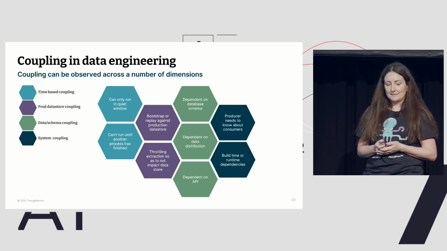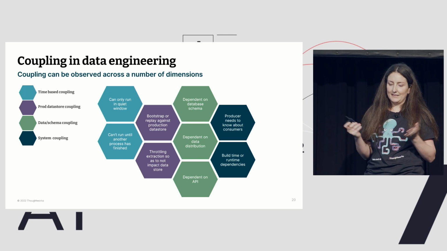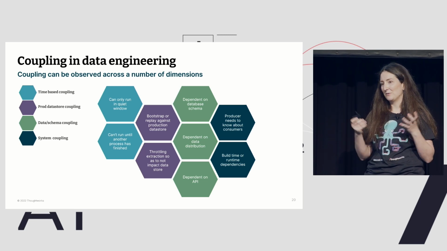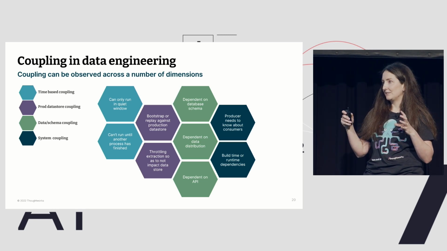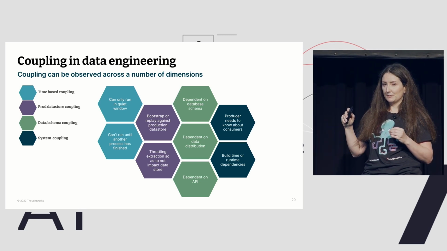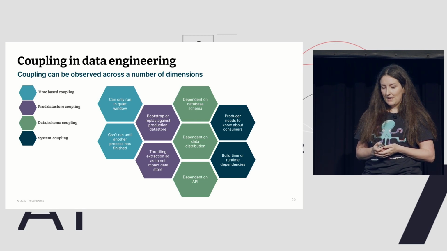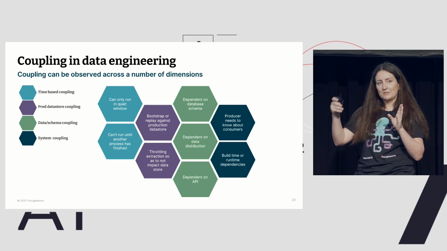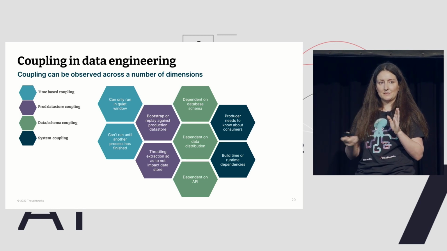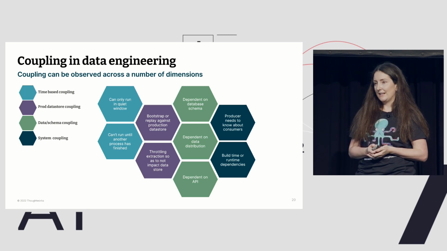Next one is data and schema coupling. This is generally inevitable. We are pulling data out. We are relying on database schemas, and we can be relying on a data distribution, and we can also be dependent on APIs as well. Any kind of system coupling, generally consumers need to know about producers, but if producers need to know about consumers, it can sometimes create some cyclical dependencies, and then any kind of build time or runtime dependencies as well.